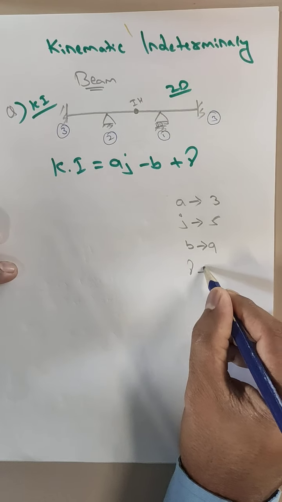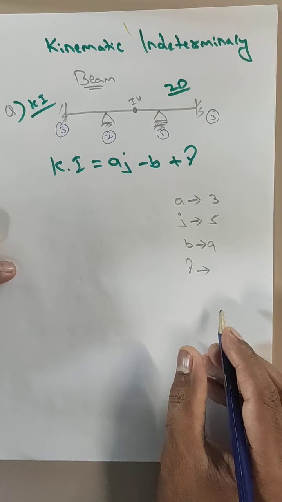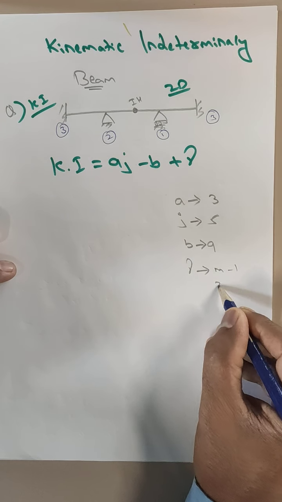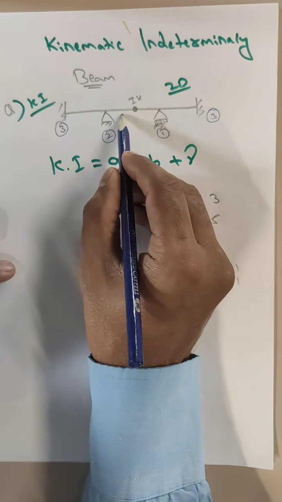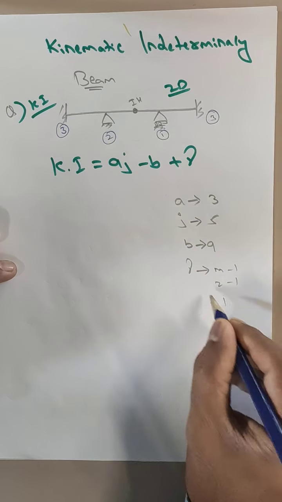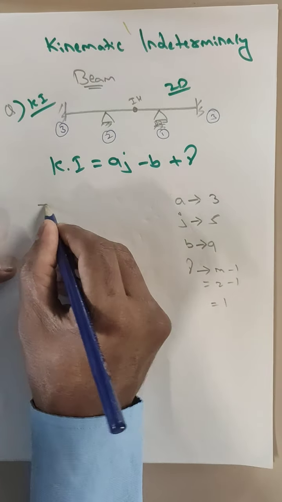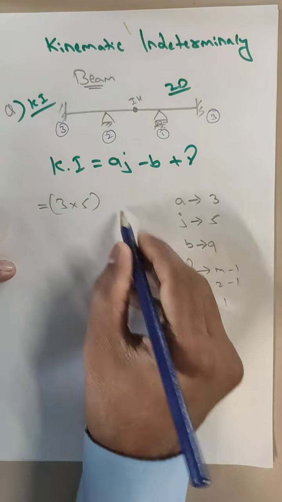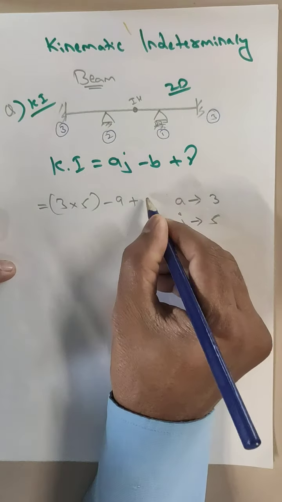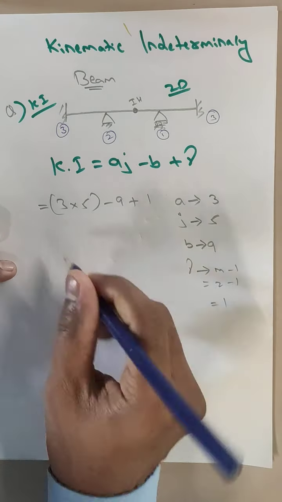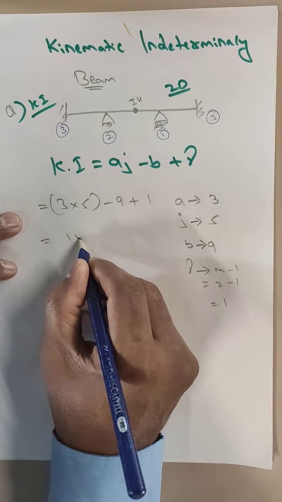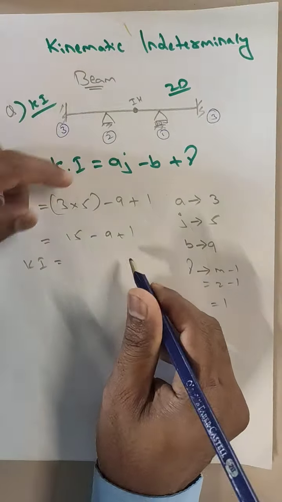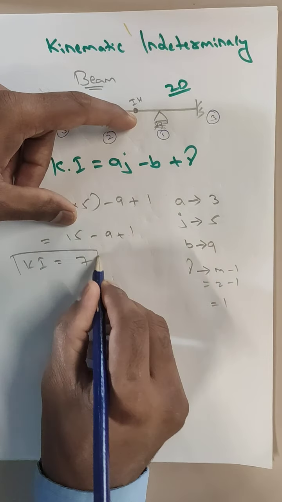Now gamma is nothing but the number of releases. Whenever a hinge occurs, we will have this. For a 2D structure it is equal to m minus 1. So 2 minus 1. How many members do we have here? We have only 2 members. So 2 minus 1, which will be equal to 1. You just substitute here. So we will get 3 into 5 minus 9 plus 1. Yes or no? So the total value, 3 into 5 is 15, minus 9 plus 1, which will be equal to kinematic indeterminacy. So it will be equal to 7.